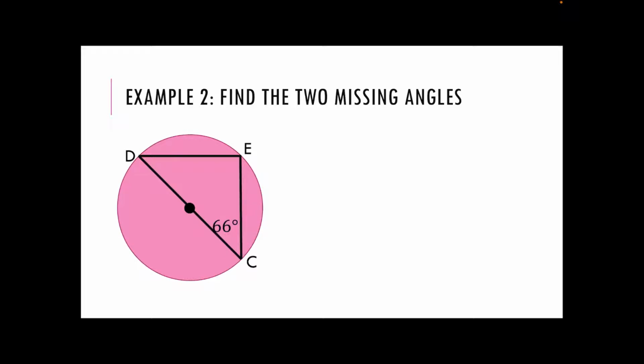Example 2 then, well, we should know that our right angle is going to be this one here at E, because DC is clearly our diameter going from one edge through the centre out to the other side, and E is on our circumference. We're going to do the same thing as before, so 66 plus our 90 is 156, and then 180 take away 156 is going to leave us with 24 degrees. So angle EDC is 24 degrees.